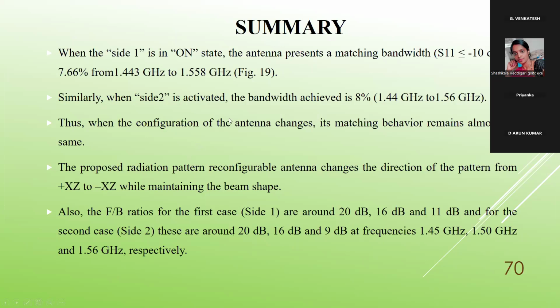So the summary is like this. When side 1 is on, the antenna presents a matching bandwidth of 7.6% from 1.443 gigahertz to 1.558 gigahertz. Similarly, when side 2 is activated, the bandwidth achieved is 8%, 1.44 to 1.56. When the configuration of the antenna changes, the matching behavior remains almost the same. The proposed pattern reconfigurable antenna changes the direction of the pattern from plus xz to minus xz while maintaining the beam shape.